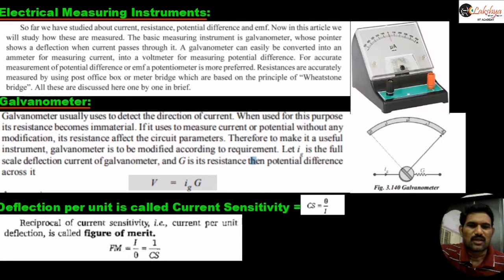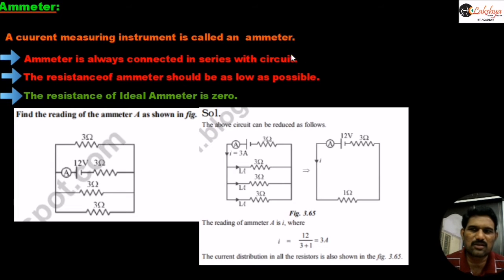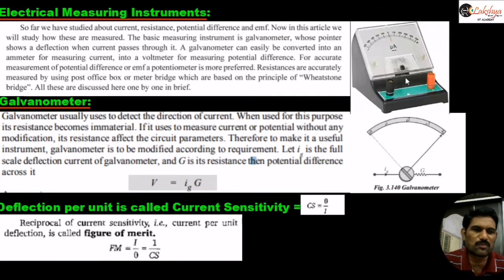Next, let us see the ammeter. An ammeter is a current measuring instrument. The current measuring instrument is called an ammeter. So by using this galvanometer we can measure only very small currents, right?